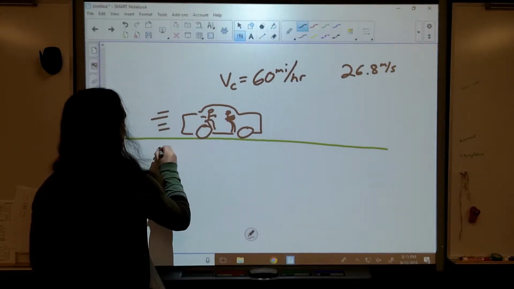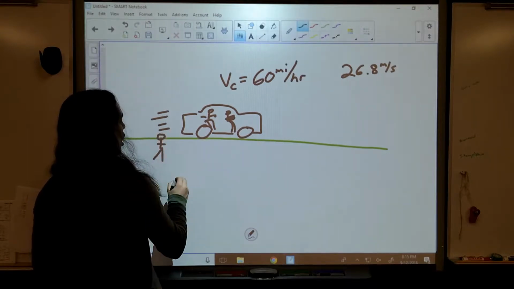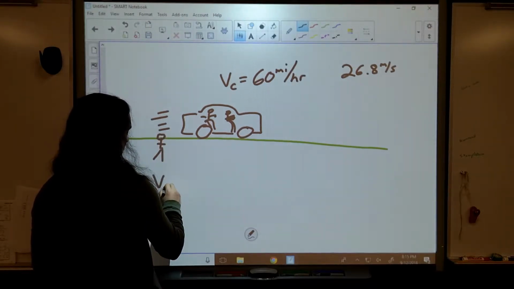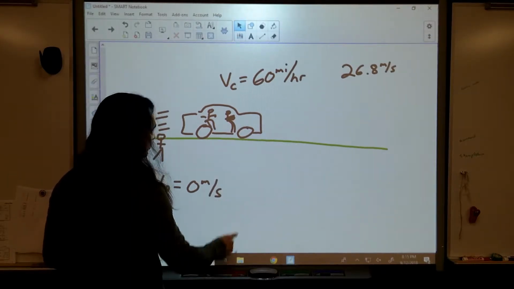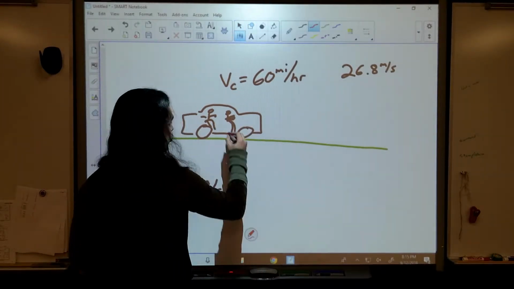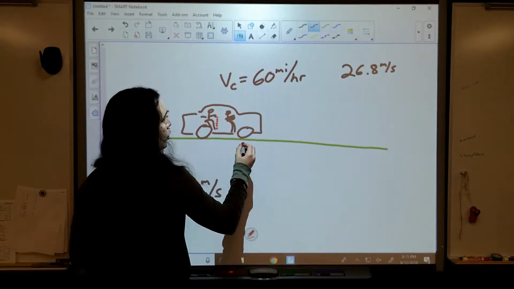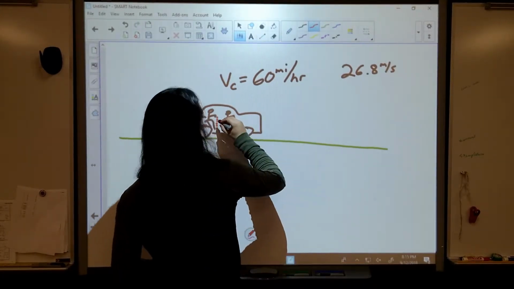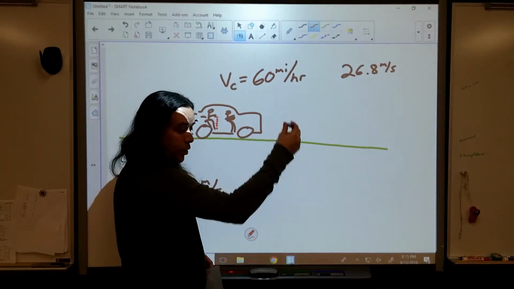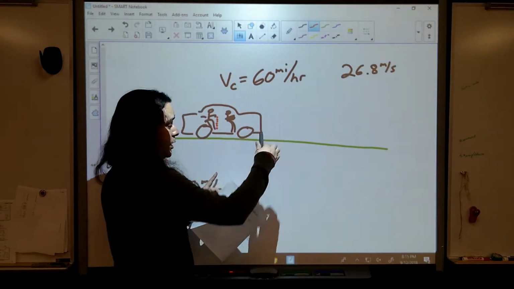From a viewer outside looking at the car, they have a velocity, we'll call this the velocity of the person, of 0 meters per second. You are in the car, and if you drop a pen, you see the pen from your viewpoint to have a velocity of 0. Well, at least in the x direction, I should say.